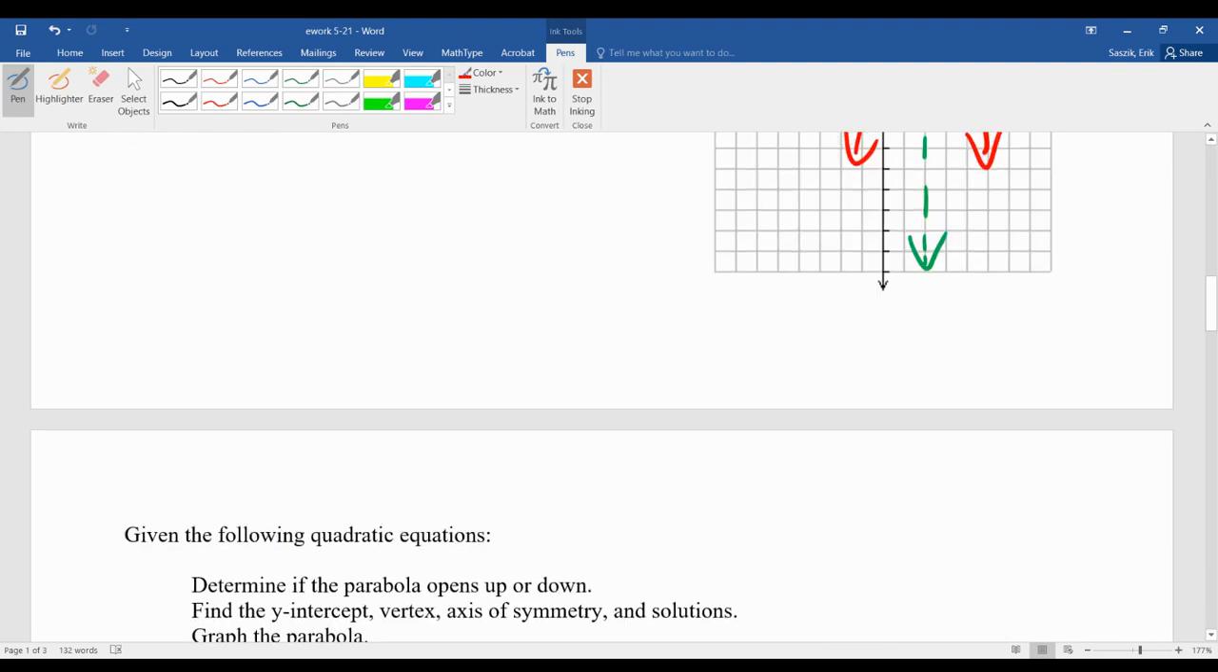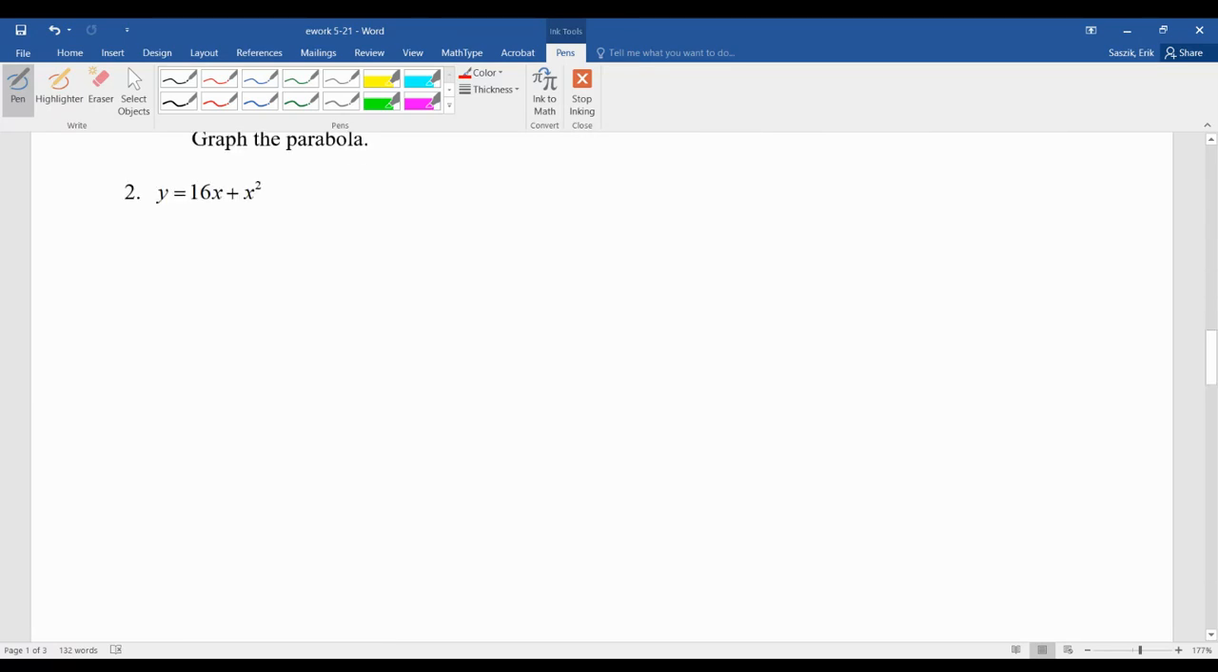On the back side, this one looks a little different. We actually did one like this the other day. First of all, it's not written in standard form. I'm going to rewrite it. And you notice that there's no C term. So there are some things that make this one easier.